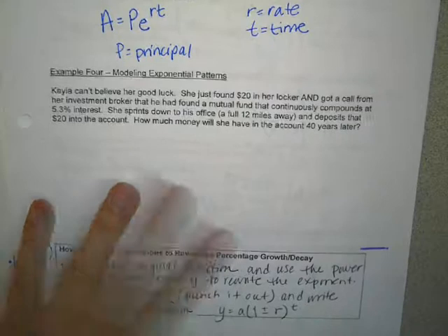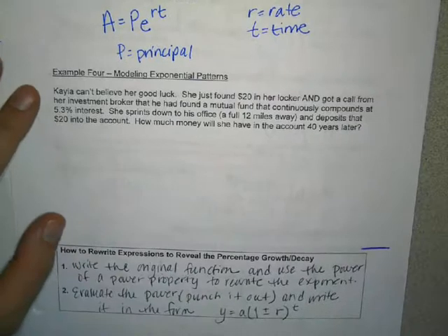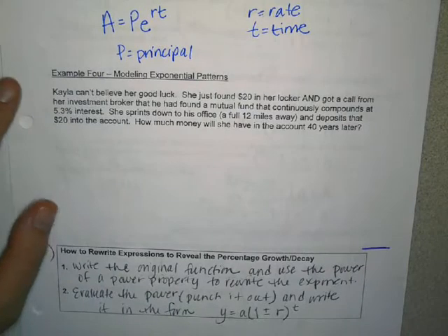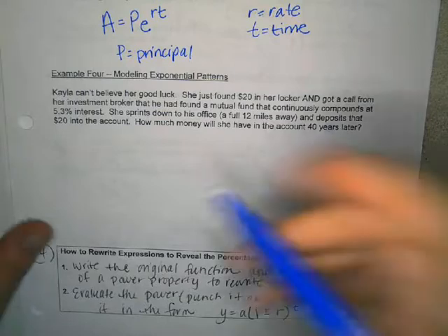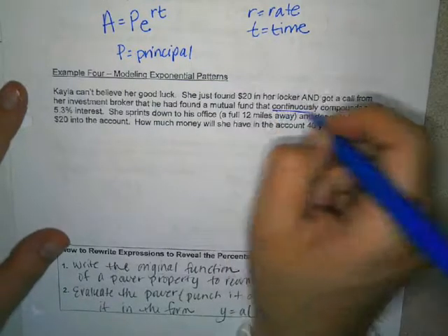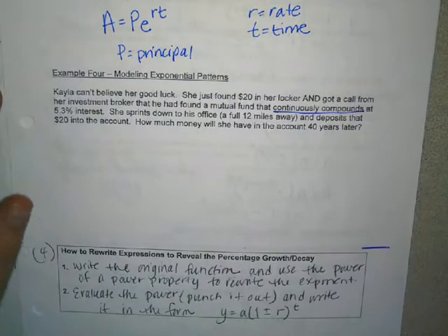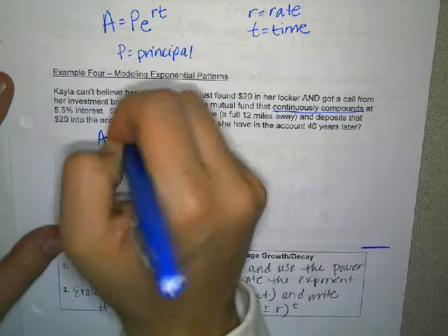For example 4, Kayla can't believe her good luck. She just found $20 in her locker and got a call from her investment broker that he has found a mutual fund that continuously compounds at 5.3 interest. She sprints down to his office and deposits that $20 into the account. How much money will she have in the account 40 years later? Now, because these two words are put together, it's not just compounded, but continuously compounded, I know that I have to start with this formula.